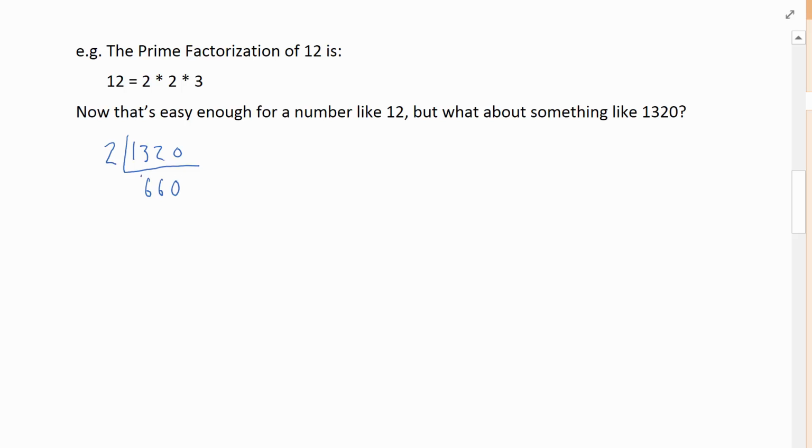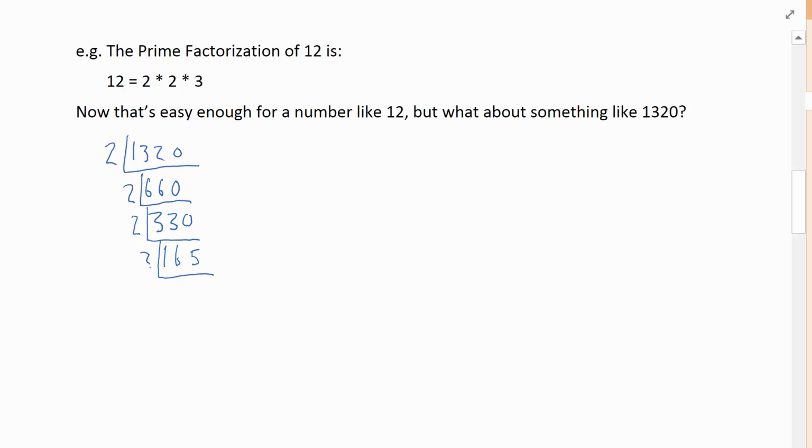Again, I'm going to put another L bracket here. 660 will also divide by 2 because it's an even number. 2 goes into 660 an even number of times, giving me 330. 330, I can divide that by 2. 2 goes into 330 exactly 165 times. Now, 165 is not going to divide nicely by 2, but it will divide evenly by 3.